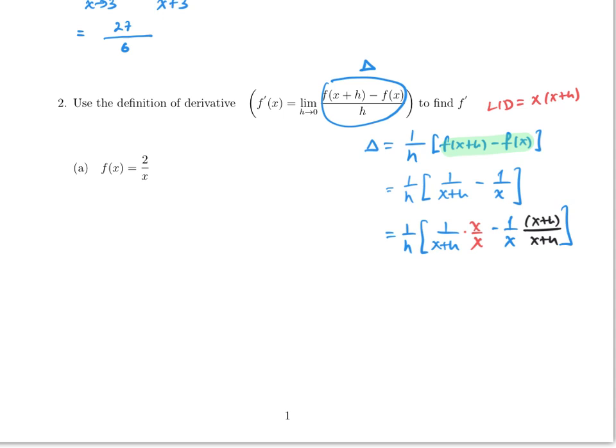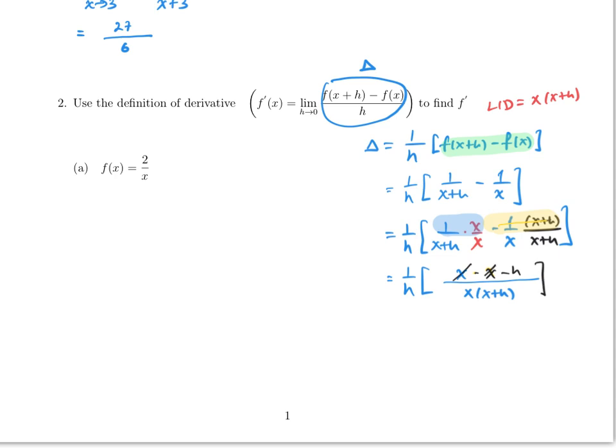Then just leave the 1 over h alone until the very end. So here you have 1 over h, and here the LCD, remember, was x times x plus h, or x plus h times x. And then the first part just gives you x, and then for this part, you make sure that you distribute a minus sign. So this part is going to give you minus x and then minus h. So it's very important that you distribute a minus sign.